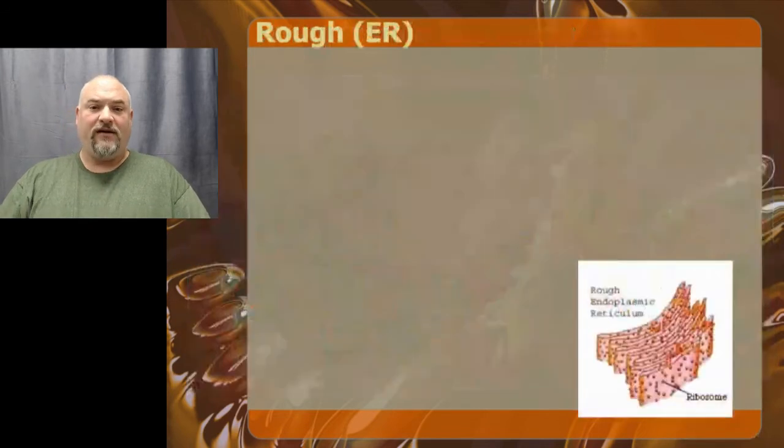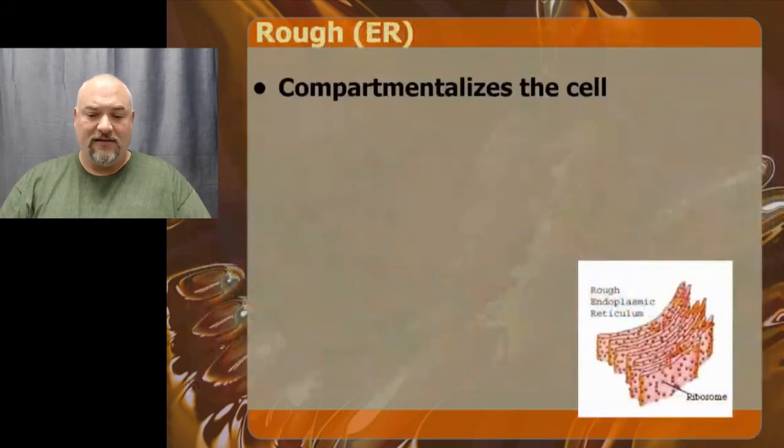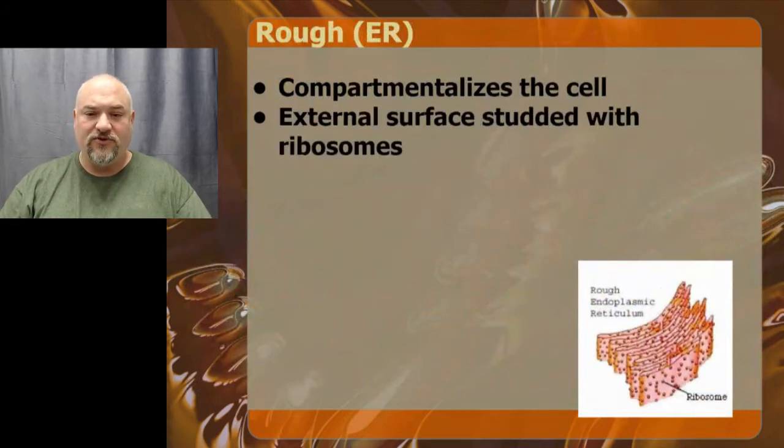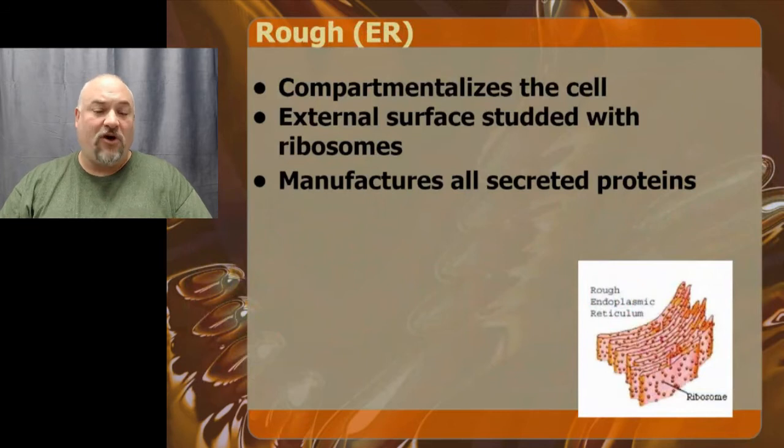The rough ER helps to compartmentalize the cell. It's very involved in making these separate organelles, or at least the membranes for them, get made in the rough ER. Its external surface, like I said before, is studded with ribosomes, and it also manufactures all secreted proteins. All proteins that are going to be secreted out of the cell get made in the rough ER.